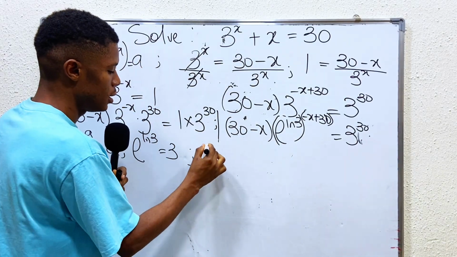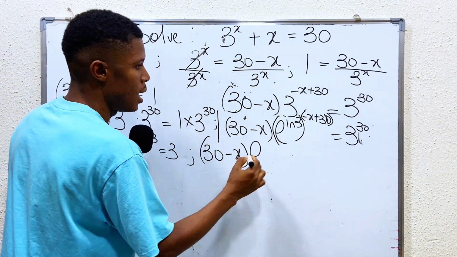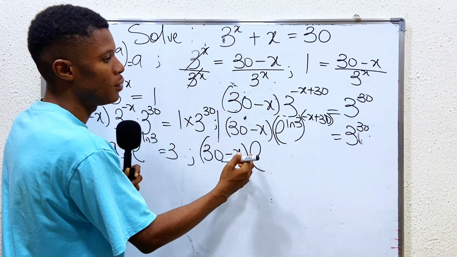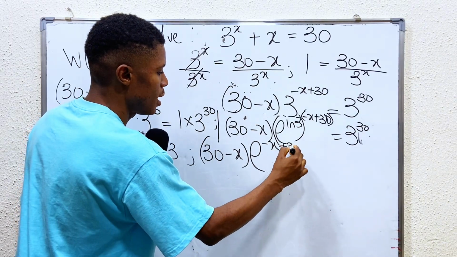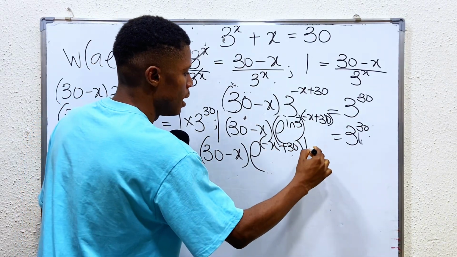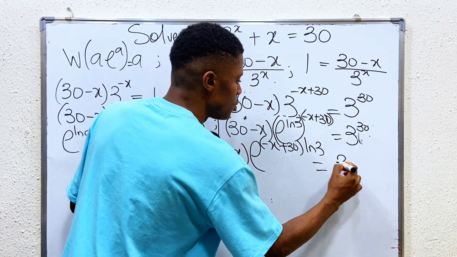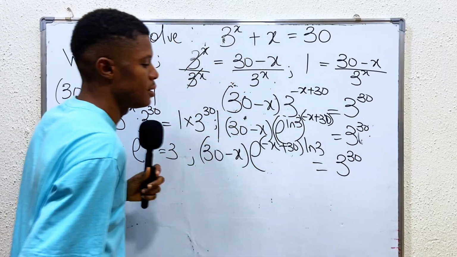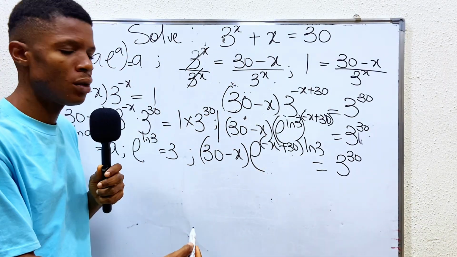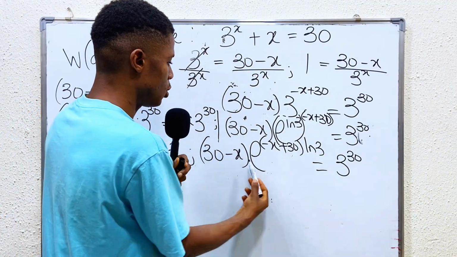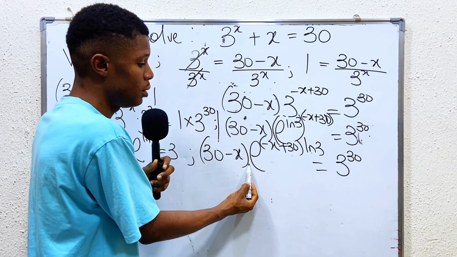So we can now have it to be 30 minus x into ln of 3. Since these two are multiplying, I can now have minus x plus 30 ln 3, because multiplication is commutative, and this is equal to 3 to the power of 30. Since you have done this, you can see that this simple thing we've done has now changed this, because we need ln 3 to be here so that we can apply the Lambert W function.